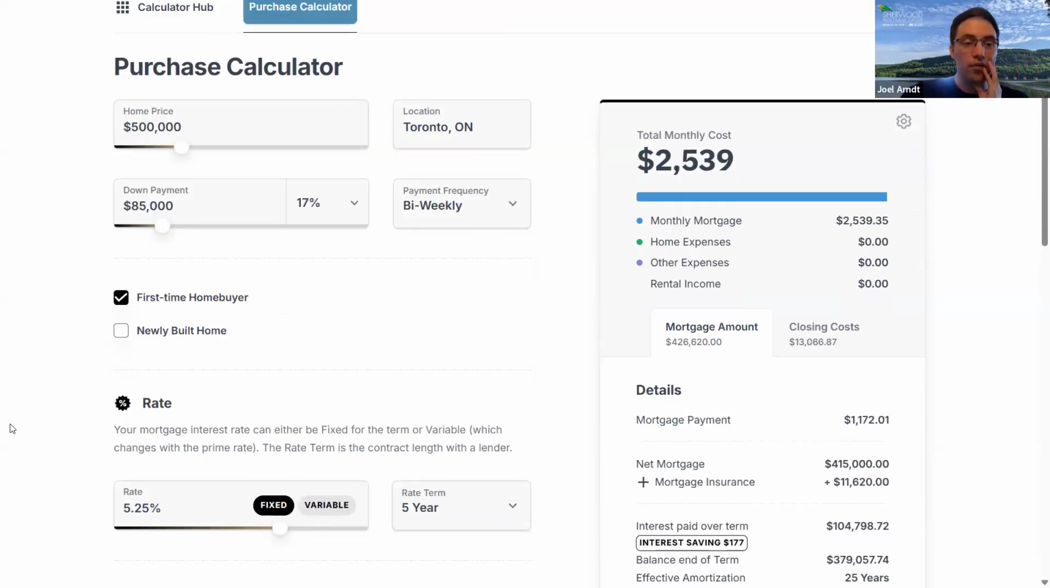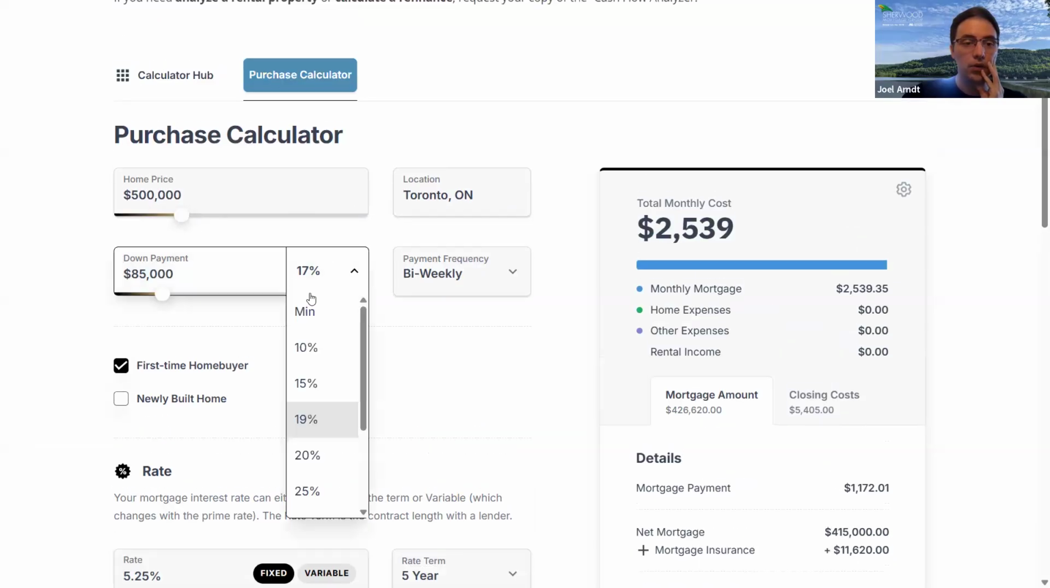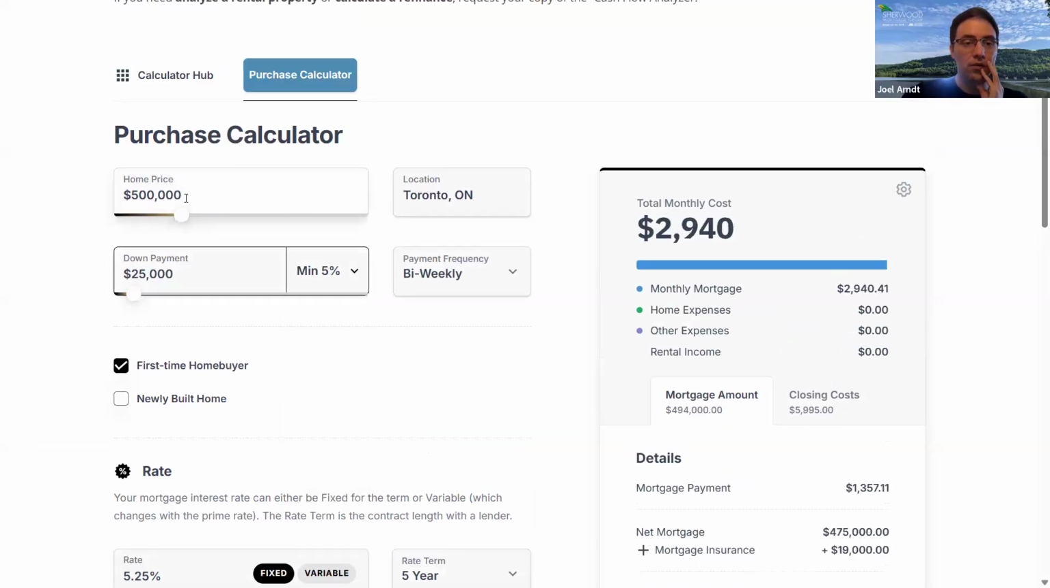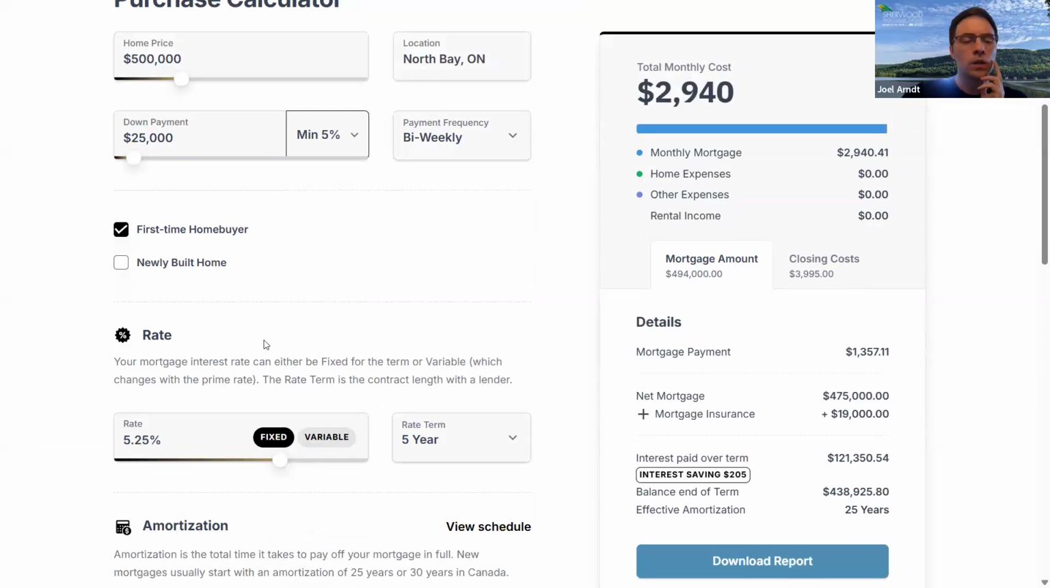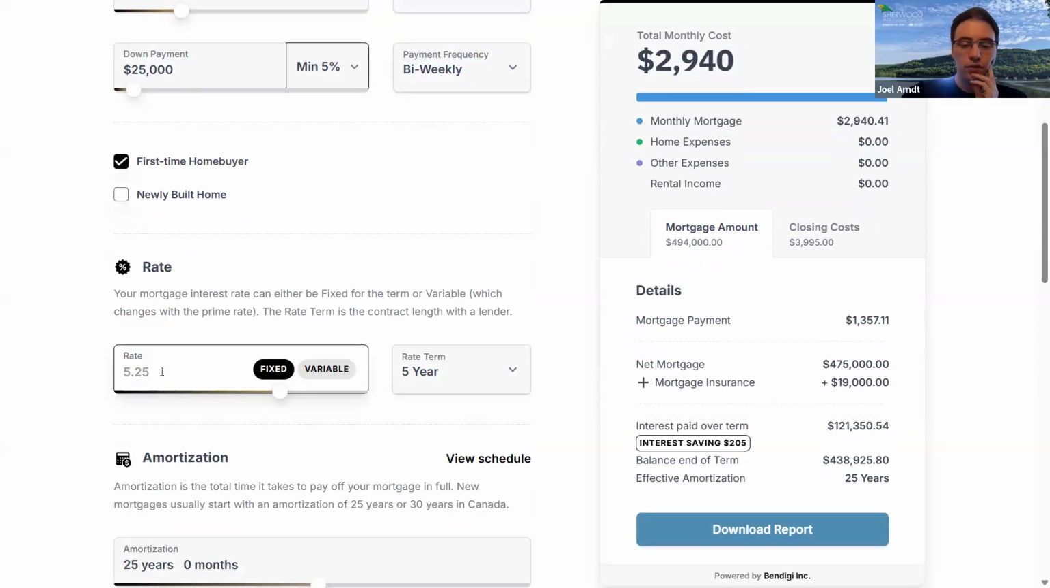Then you can also check off if you're a first time home buyer or if this is a newly built home. In this case, let's just say first time home buyer. Let's say we're doing the minimum down, $500,000 purchase price, biweekly payments. Went back to Toronto. Let's go back to North Bay. Average interest rate right now 4.09%, 5-year term.